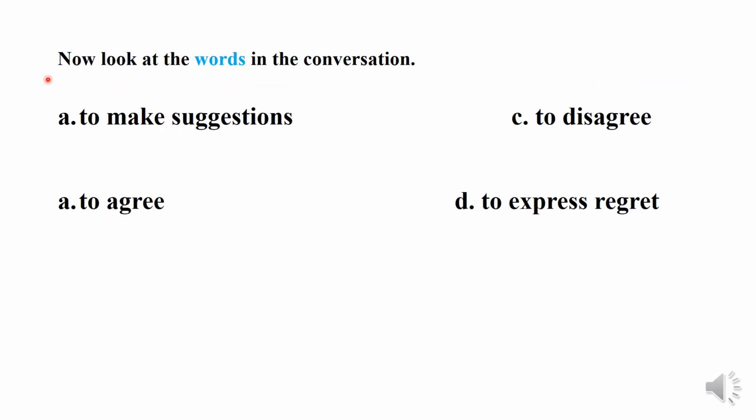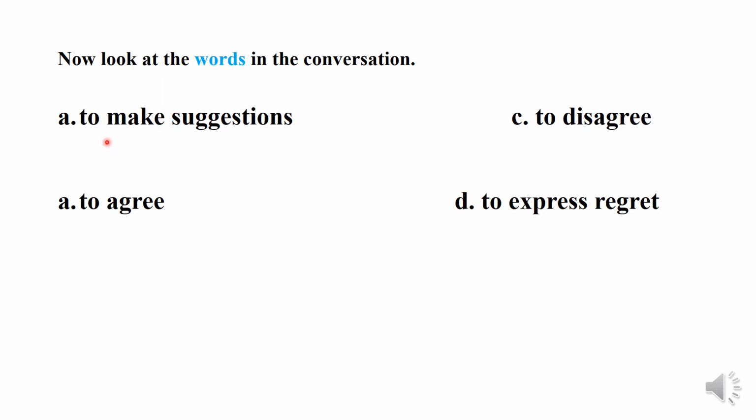So, according to this activity, it says now look at the words in the conversation. In letter A, you have to make suggestions. B, to disagree. C, to agree, and in letter B, to disagree. And in letter D, to express regret. Okay, so you have to choose expressions and write them under the correct title.